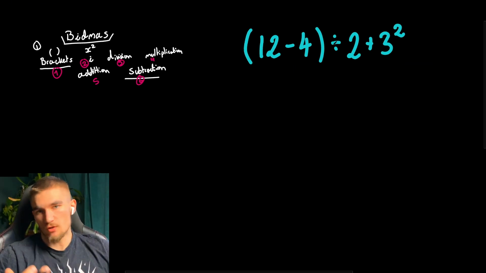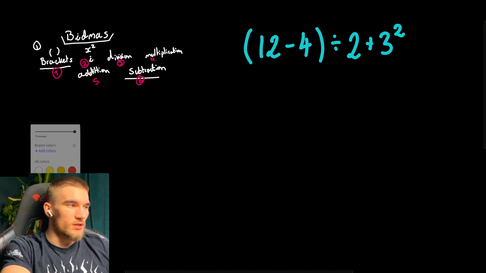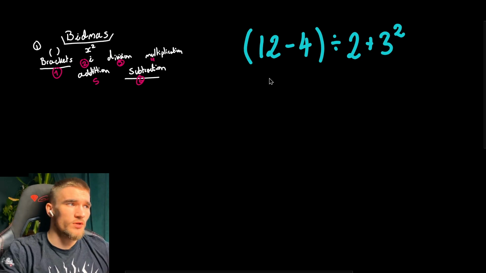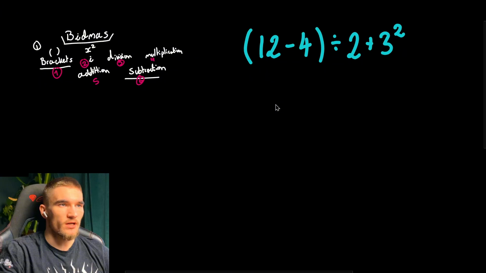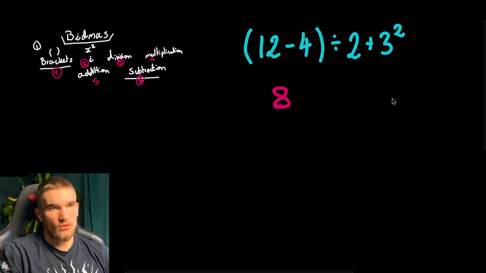Try this one. You can pause the video and try to do it yourself. And I'm just going to start solving it now. So let's see here. So first thing I'm going to do is brackets. So 12 minus 4, which leaves me with 8. And then the next thing I'm going to do is indices. So I have an indice here because it's 3 to the power of 2. So that's going to leave me with 3 times by 3, which is 9.